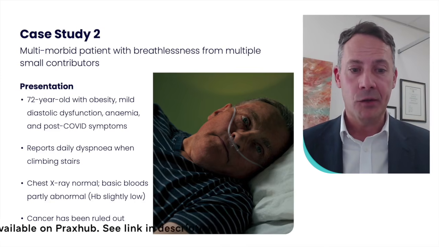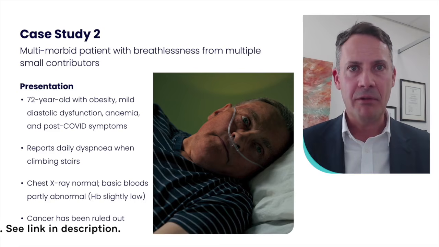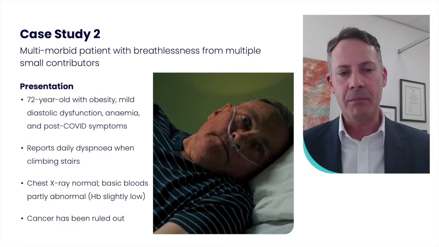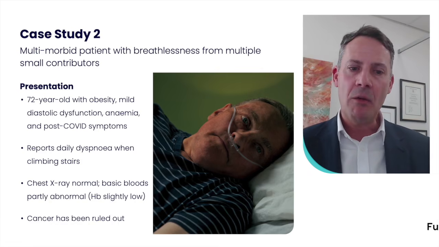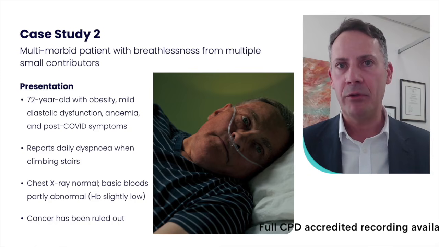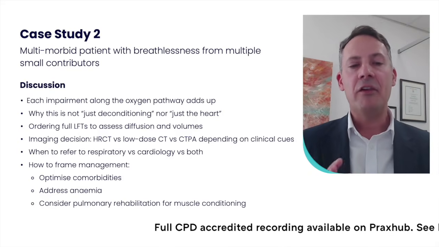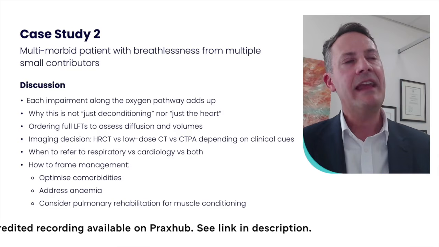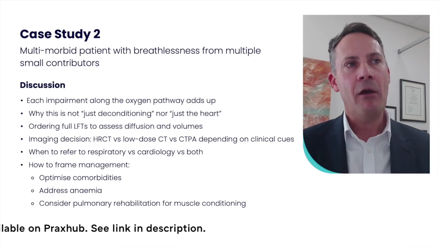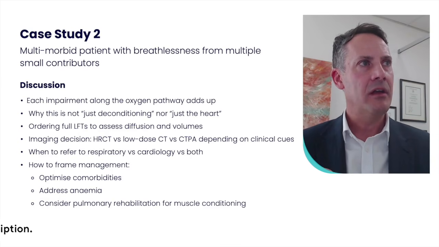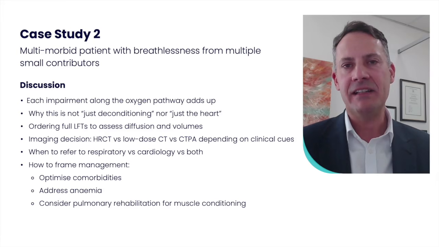His chest X-ray is normal, perhaps slightly hyperinflated, but essentially normal. And his basic bloods are normal. His hemoglobin is slightly reduced. Cancer's been ruled out. So thinking about this patient and all his comorbidities, we need to think about how we optimize each one of those comorbidities to better understand and manage his breathlessness.